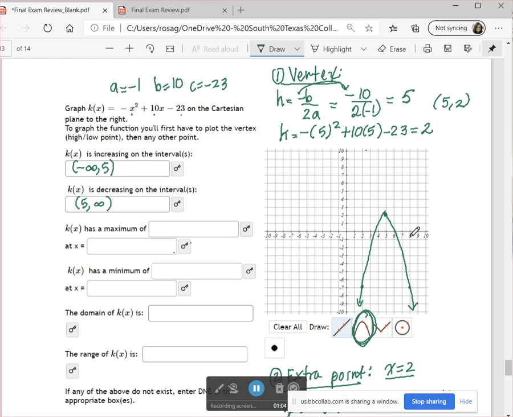This graph does have a maximum. The maximum is at the vertex. Now, when it says has a maximum of, they're talking about the y value. So it has a maximum of 2. At what x value? At 5. This graph does not have a minimum, so you would put the NE.